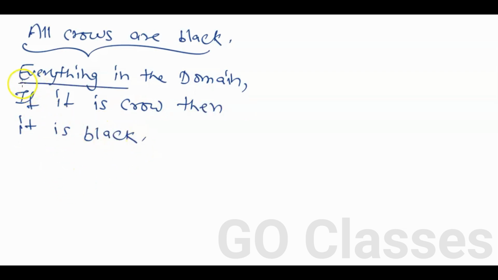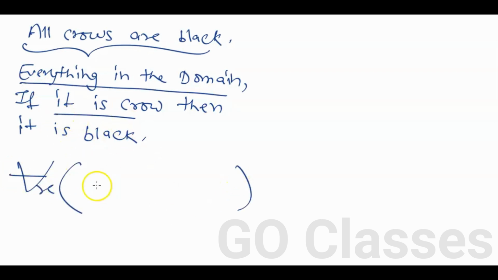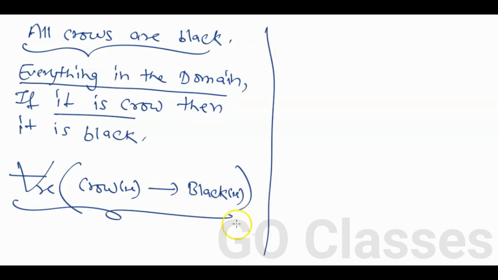So everything in the domain means for all x, if it is a crow, then it is black. Okay, so this is the correct translation for this English statement. Let's call this expression 4. So this expression is the correct translation. Now you can prove it also very easily. How can we prove it?